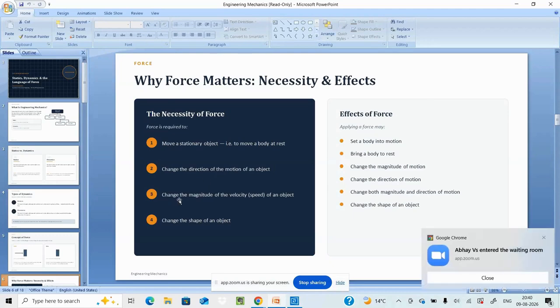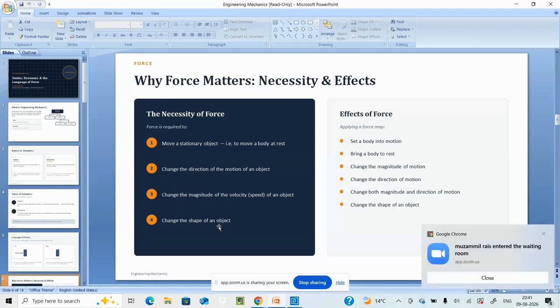The third one is to change the magnitude of the velocity of an object. You are moving at a particular magnitude, and you are changing the velocity. And to change the shape of an object. So these are the four important reasons why a force is required: to move a stationary object, change the direction of motion of an object, change the magnitude of the velocity of an object, and change the shape of an object.